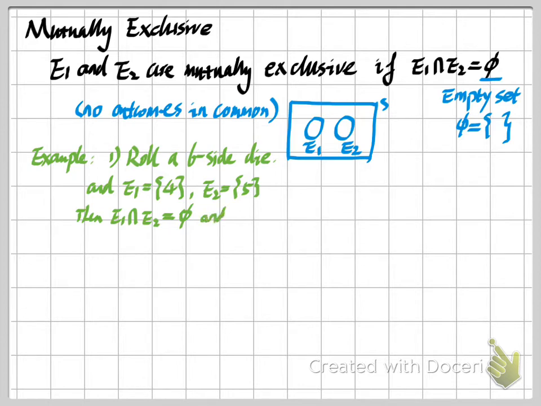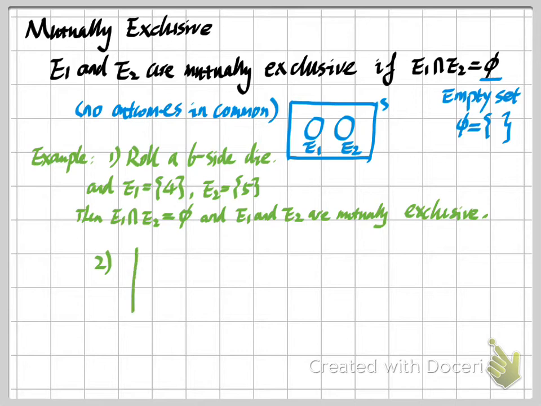And this also means our E1 and E2 are mutually exclusive. Okay, so this is one example about what is mutually exclusive. The other one, maybe you can think of this as an example, or as an exercise. So what is this?